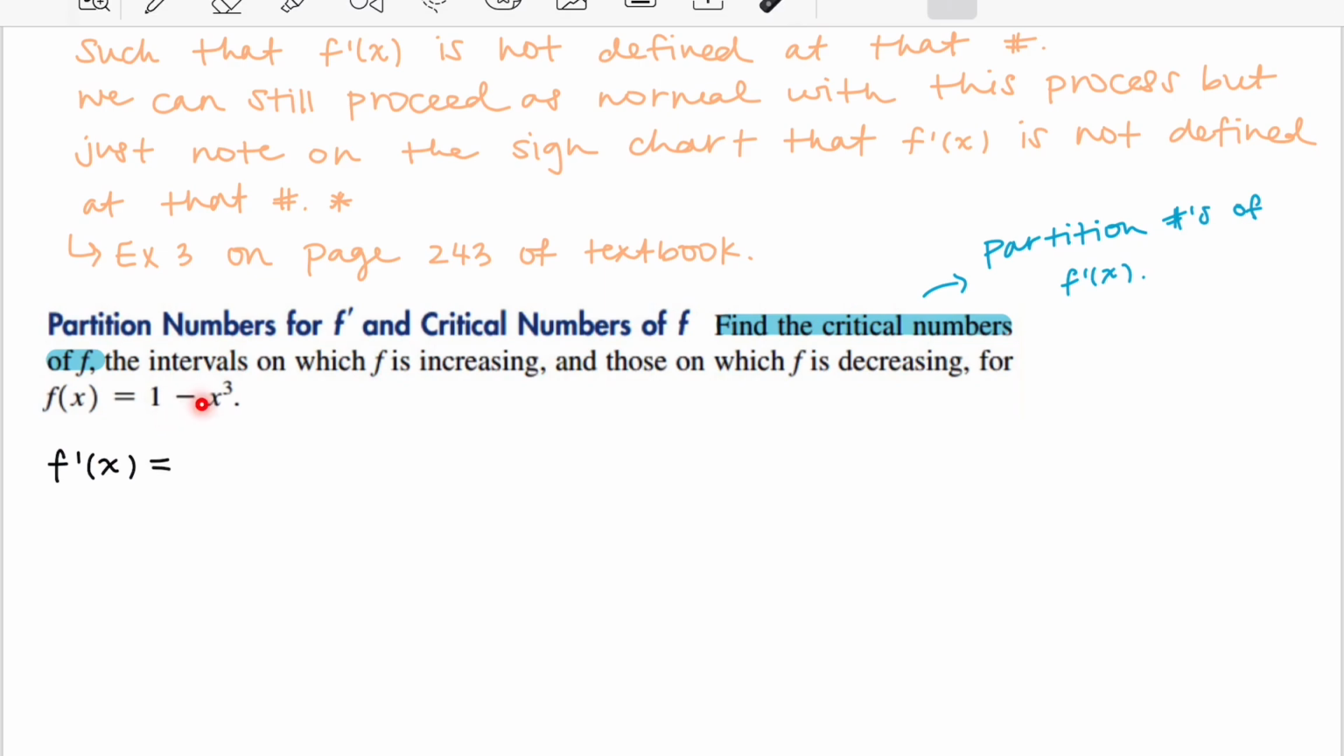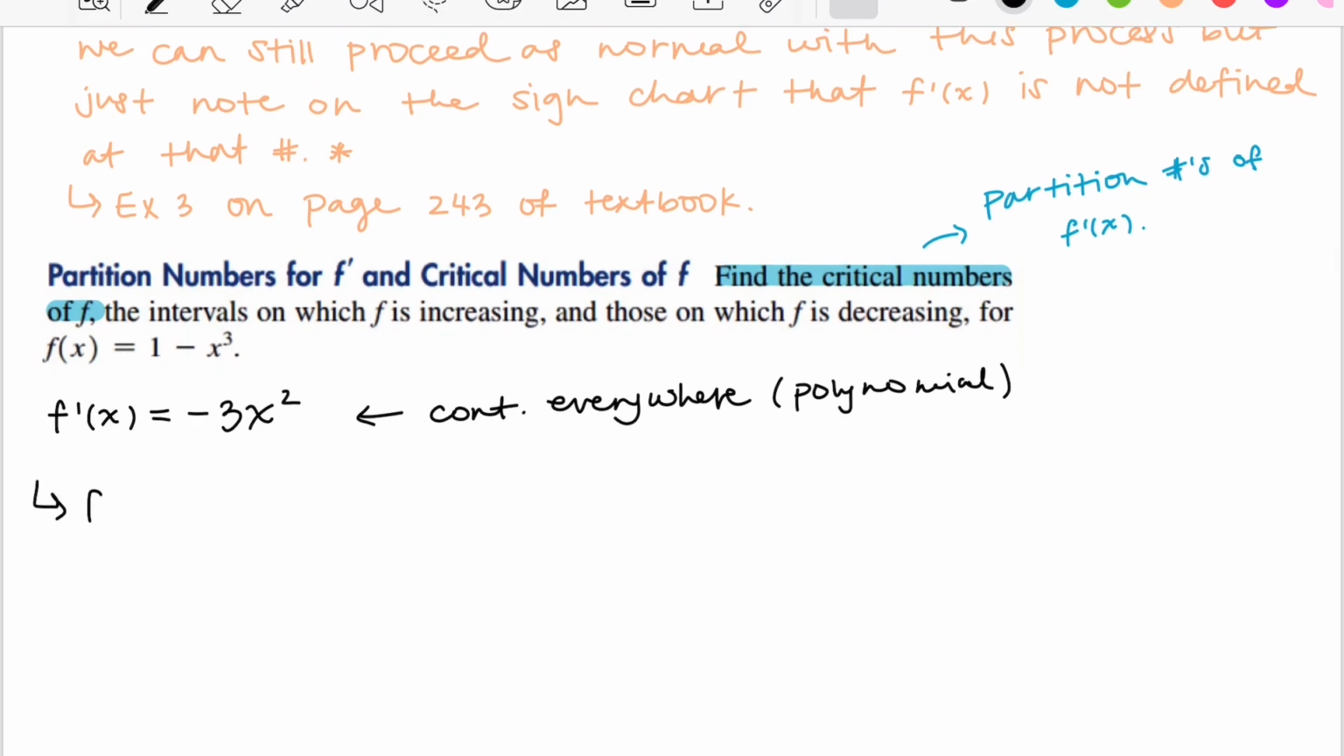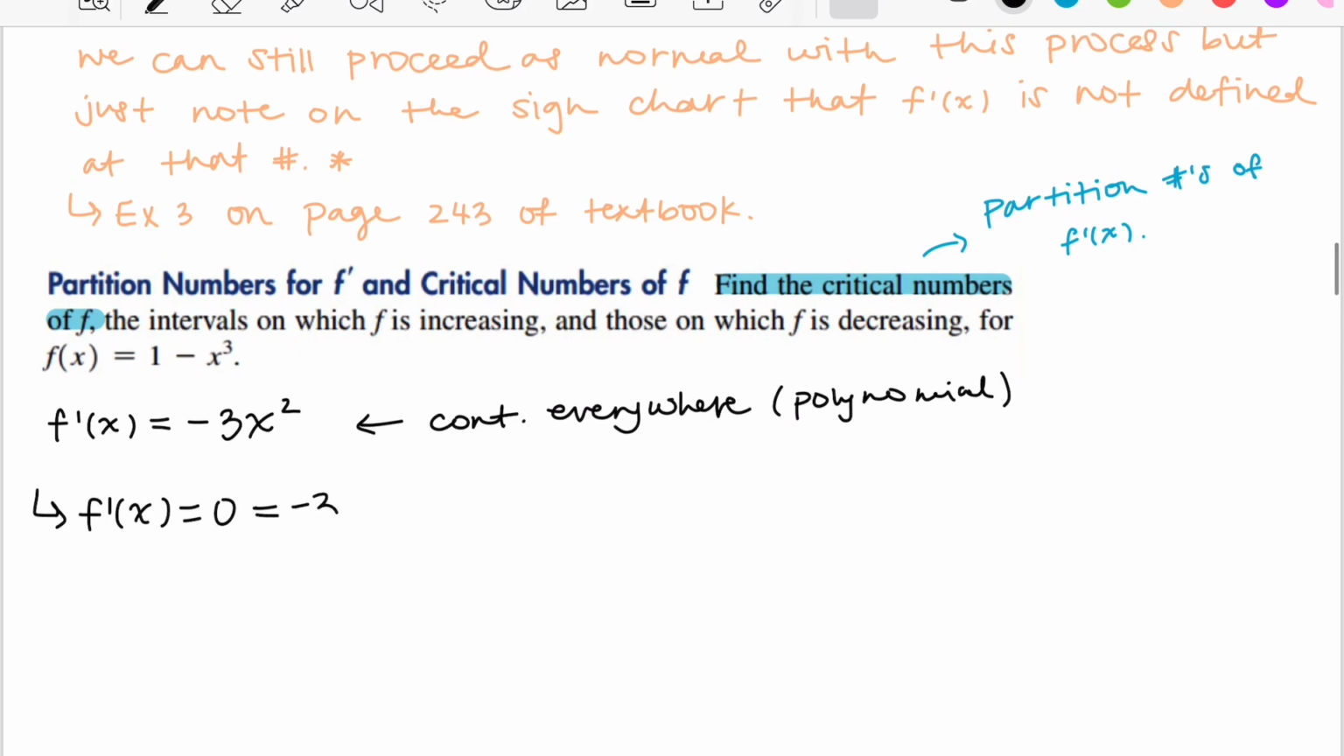So the first thing we've got to do is find the derivative here. We know the derivative of 1 is 0. The derivative of negative x cubed is going to be negative 3x squared. And this is a polynomial, so it's going to be continuous everywhere. Now we want to see where f prime of x is equal to 0. And we know that this is going to be equal to 0 only if x is equal to 0. That's the only number we can plug in here to make this equal to 0.